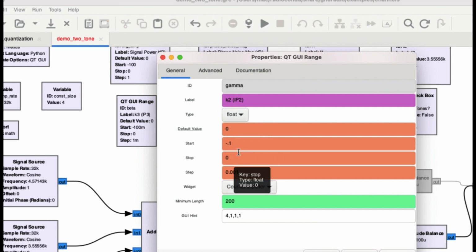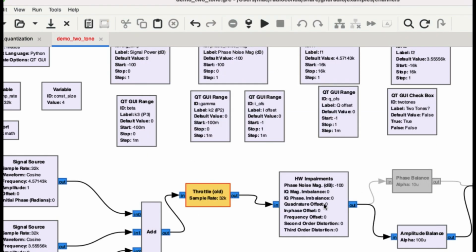So for example, gamma is actually depicting IP2, which is second order modulation, that is going from 0 to -1, minus 0.1, and going from 0 to 0.001. That's the step size. This is stopping and starting from -1 with a step size of 0.001. The same thing goes for the beta value, which is actually showing your third order modulation point, IP3. Same values, you can use that. So I'm just calling this a beta value.